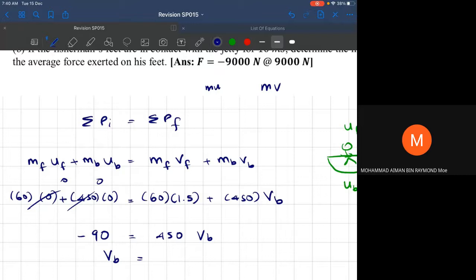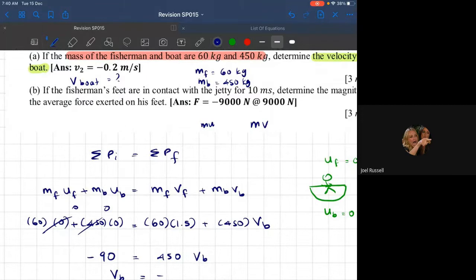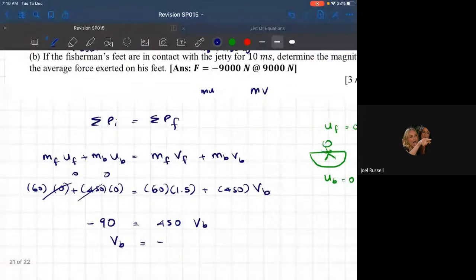Siapa nak jawab? Siapa yang bisa panggil? Joel, berapa VB kamu Joel? Joel, are you there? Yes, negatif 5. Negatif 5? Ya ke Joel? Biar betul. Silap, silap. Berapa? Negatif 1/5. Negatif 0.2. 0.2. Thank you Joel.